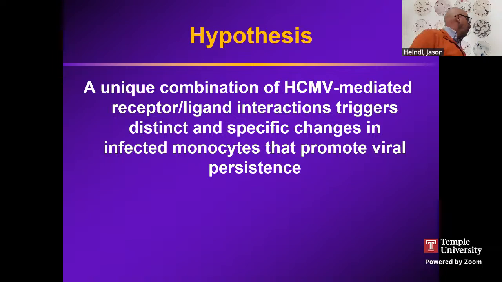So what we were proposing, there's a unique combination of receptor ligand interaction. It's a multivalent ligand for sure. And that there's specific changes in the infected monocytes that promotes viral persistence. So what you have as a virus is not just doing the same thing as everything else does. At one level, yes, it's a ligand, it binds to cells and it's important for survival, but it's really triggering the changes that are making the things that are good for the virus, right?